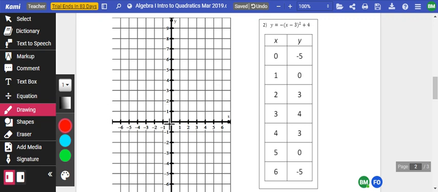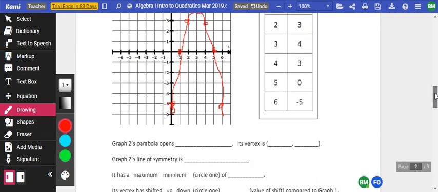So at 0, we're at -5. At 1, we're at 0. At 2, we're at 3. At 3, we're at 4. At 4, we're at 3. At 5, we're at 0. And at 6, we're at -5. And it does this lovely curve like this.